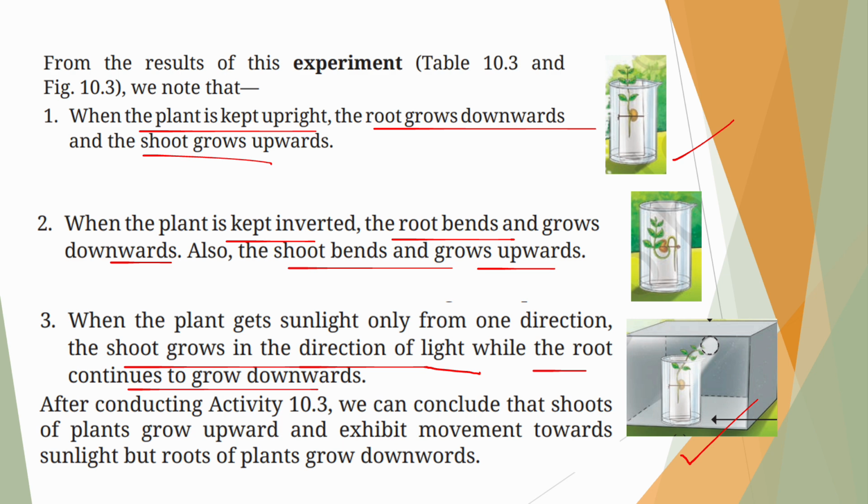After conducting activity 10.3, we can conclude that shoots of plants grow upward and exhibit movement towards sunlight. But roots of plants grow downwards. Roots grow downwards, shoots grow upward and exhibit movement towards sunlight.